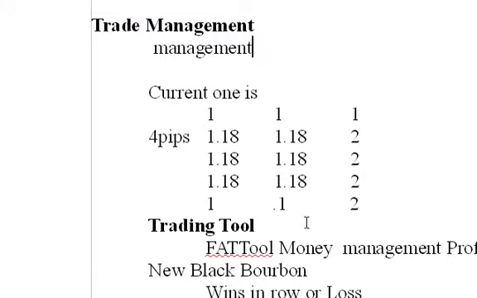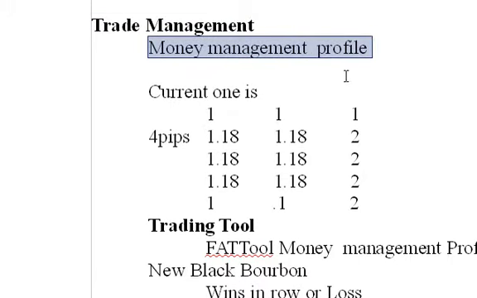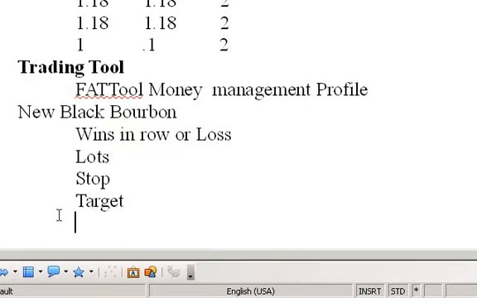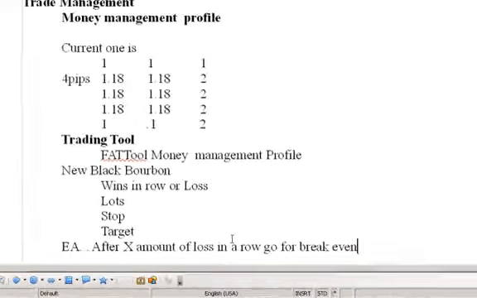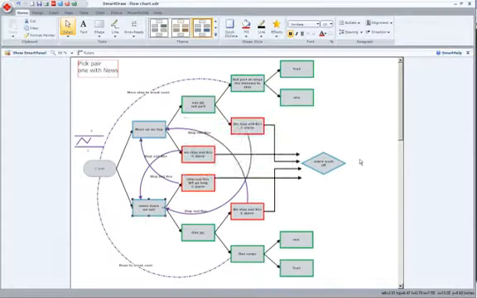So one of the things we have, another tool we have in here, is the EA. The EA itself will, after X amount of losses in a row, go for break even. Well, cool, because we're trying to avoid lots of losses in a row.